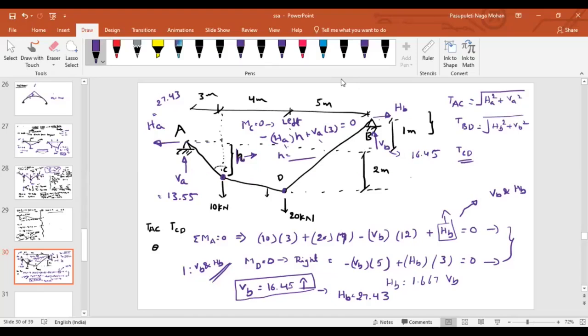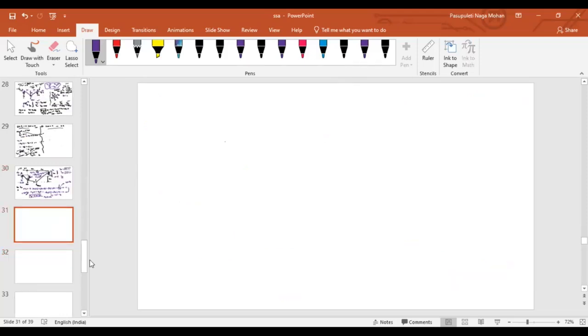What is the H value first of all? 1.48, sir. Lami's theorem at C. Let's see if I apply here. This is TAC, and here it is TCD, and here it is 10. Now I am interested in finding these values: theta 1, theta 2, theta 3. So please tell me these values.